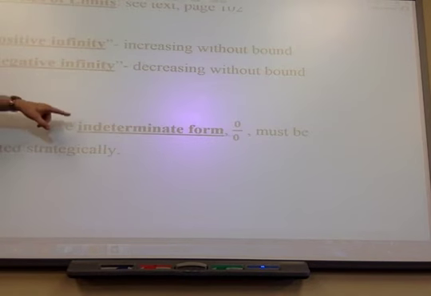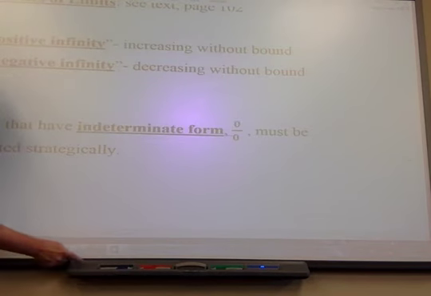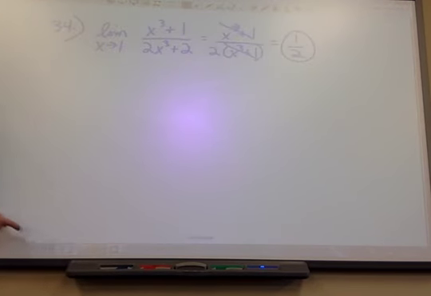Limits that have indeterminate form 0 over 0 must be evaluated strategically. That doesn't tell you a lot, does it? Basically what I mean by that is let's use algebra like I did in this one. You see how I factored and canceled and made it 1/2 and it was very easy? For instance, look at number 50. That's a perfect example.